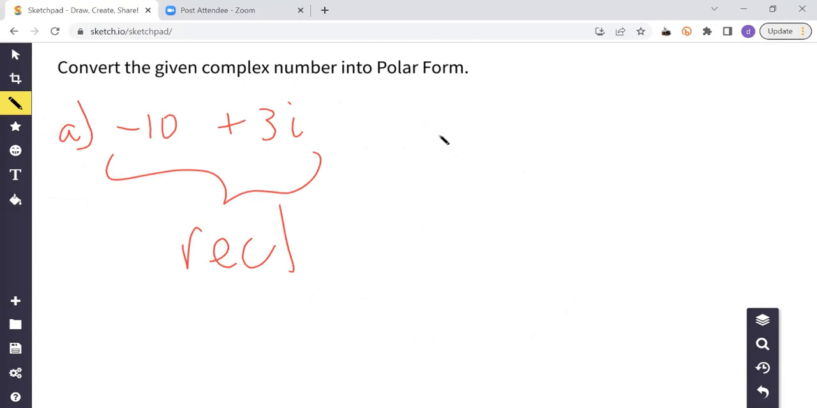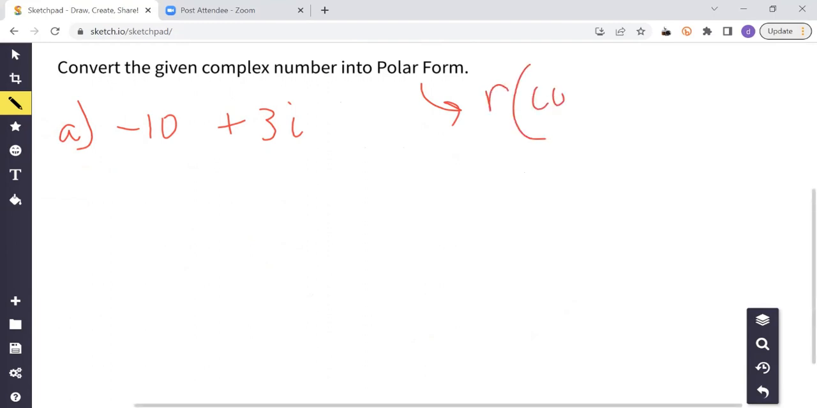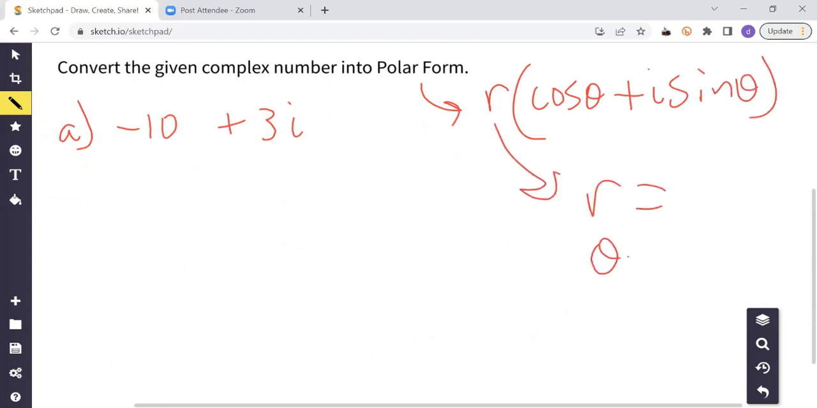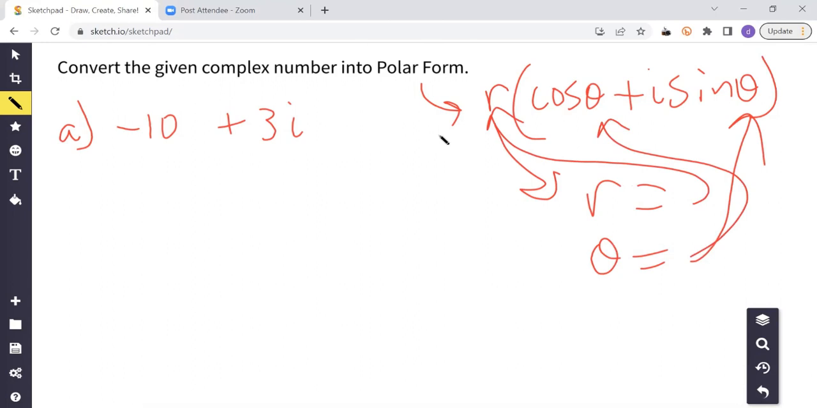We want polar form. So recall polar form looks like this: r cosine theta plus i sine theta. And what we have to find is r, and we have to find theta. Once you know r, you put it there. Once you know theta, you put it there, and then you're done.